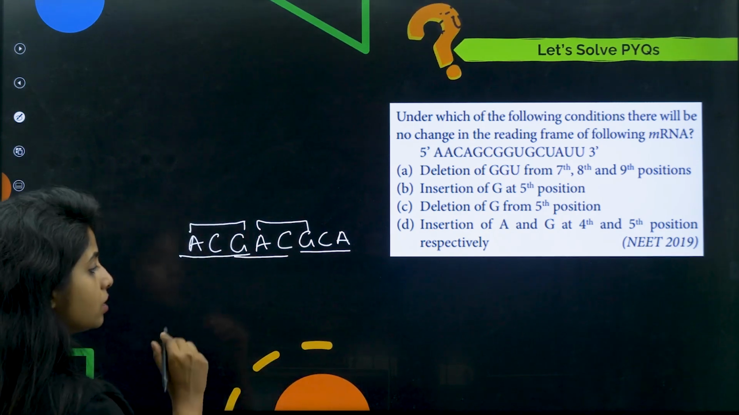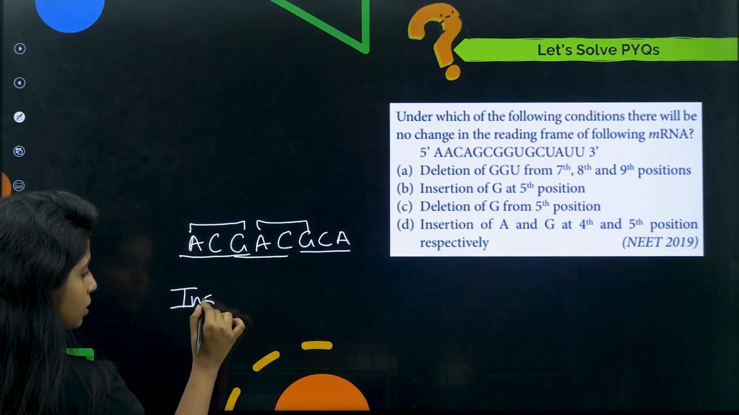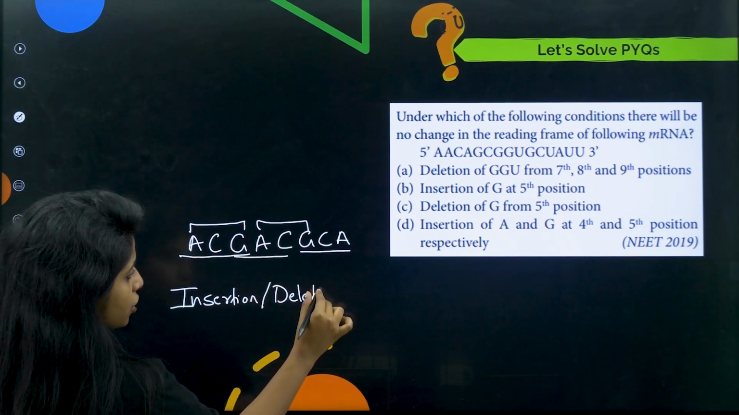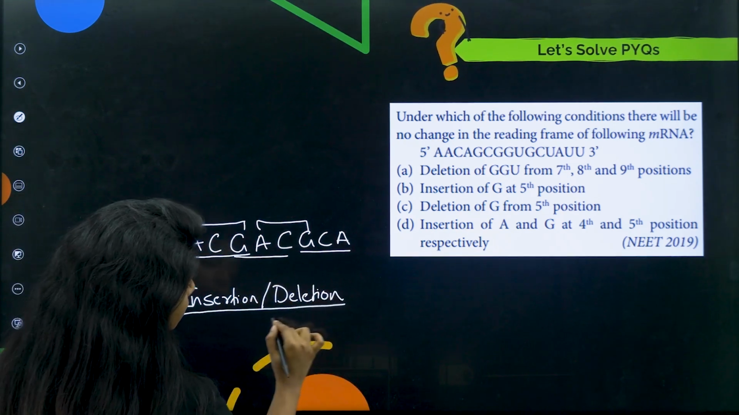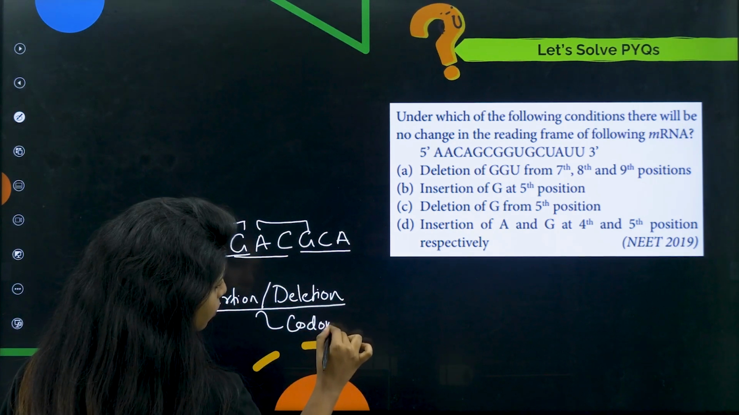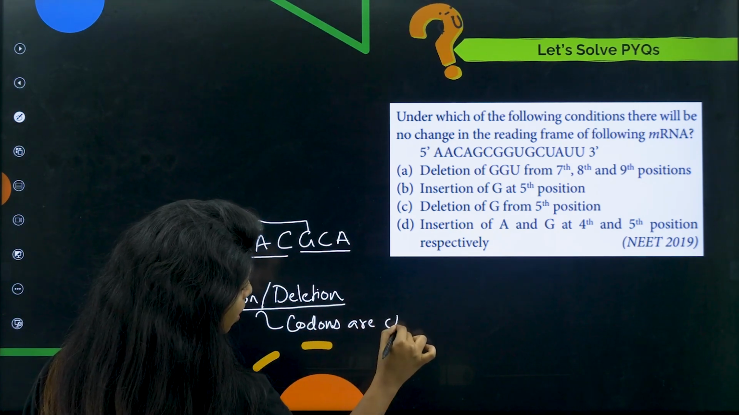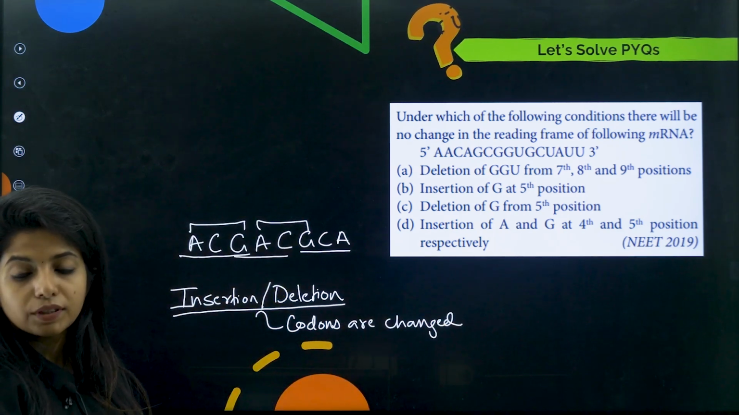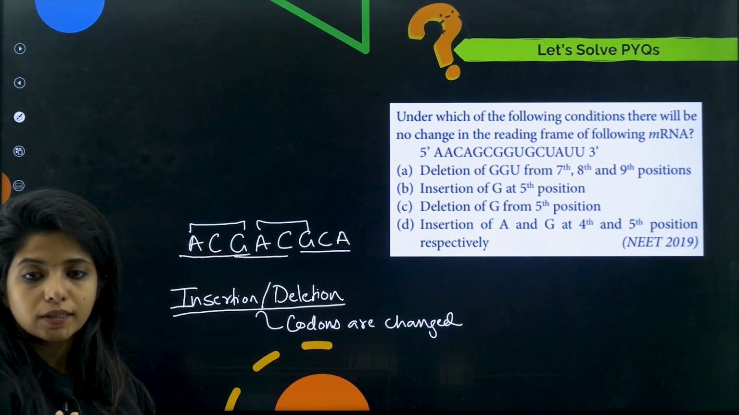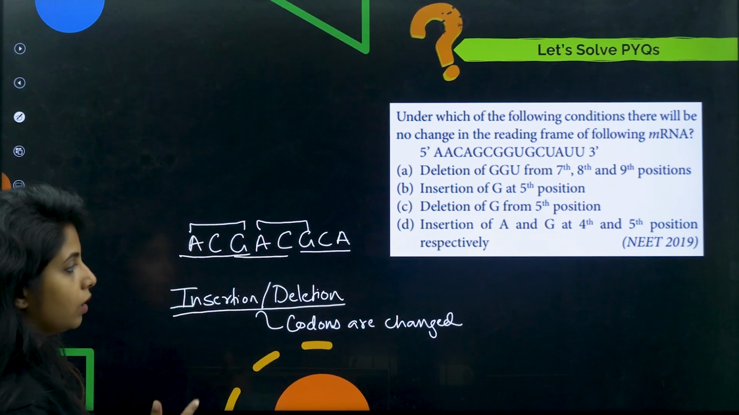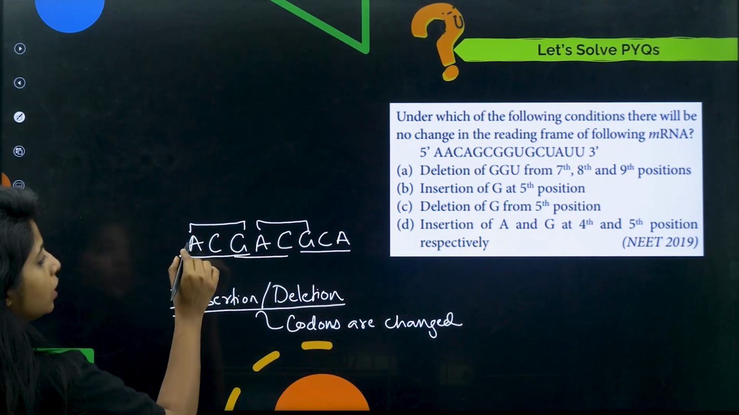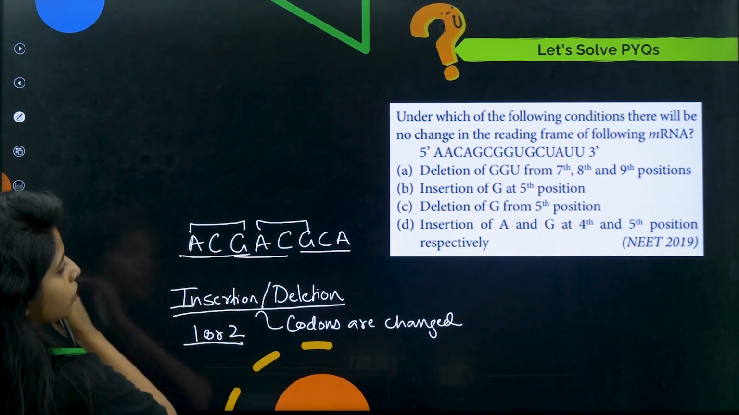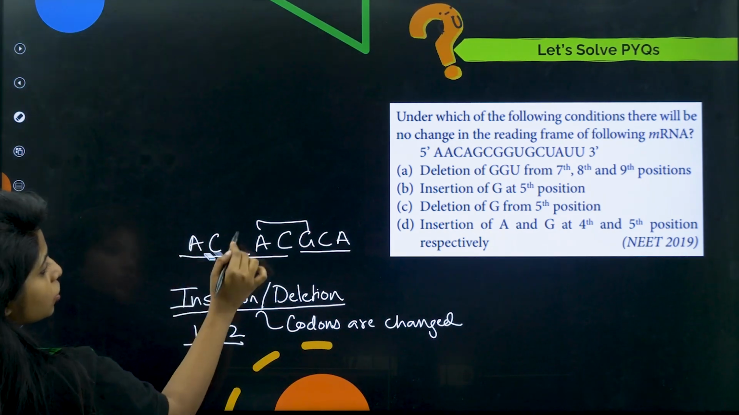So when you do insertion or deletion, basically the codons which are coding for the amino acid will be changed. This is the case when I insert or delete either 1 or 2. What if I delete the whole 3 things together? Is this changing the frame?